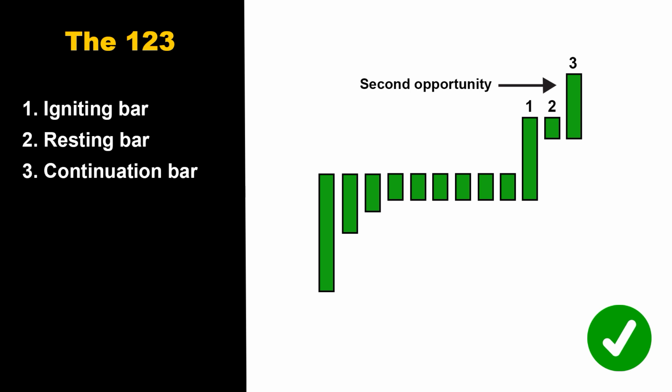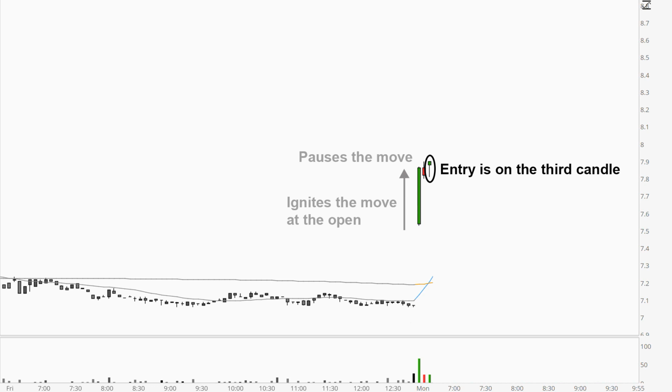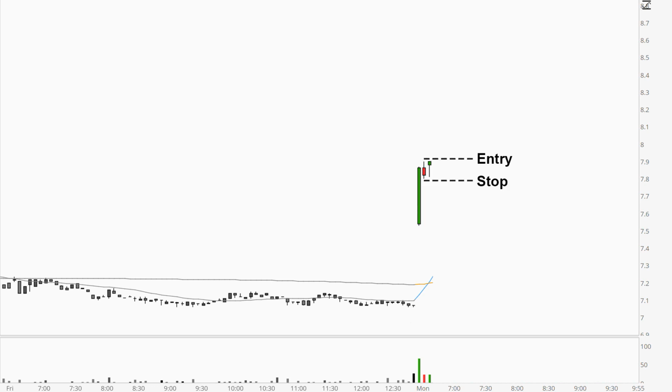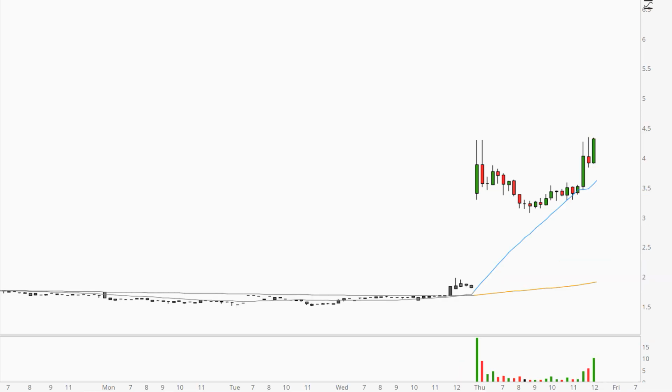Let's look at some real examples. This is GILT, G-I-L-T, off the 5-minute chart at the open. It gets that igniting move up, a resting bar, and as that bar closes and the third bar starts to form, that is your entry bar. So your entry is above the high, and you place your stop under the resting bar's low, and off it goes. And here's one used as a secondary entry.